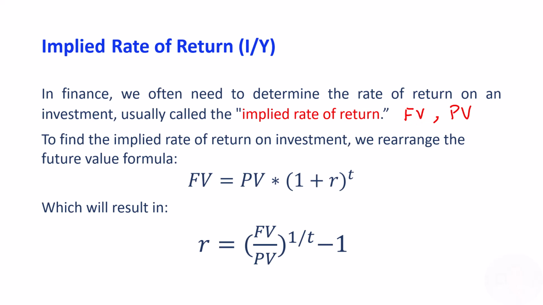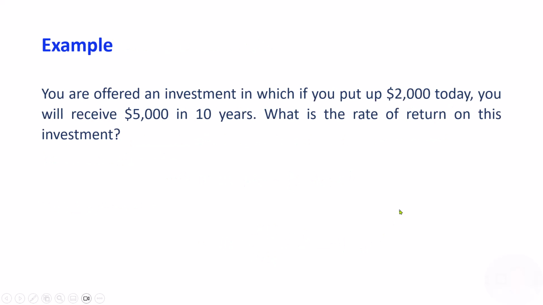So to find that, we are going to go back to our trusted future value formula. And we know that if you want to find the future value, you compound your present value at the rate of interest for t periods. So if you rearrange that, your rate of return would be the ratio of future value over present value raised to the power of 1 over t, minus 1. Let's look at an example here.